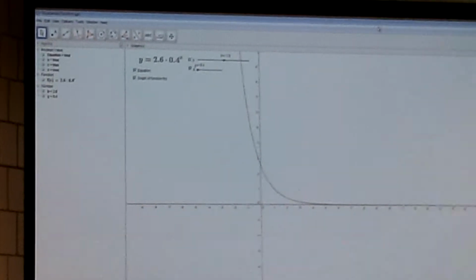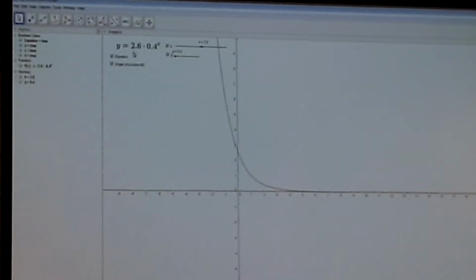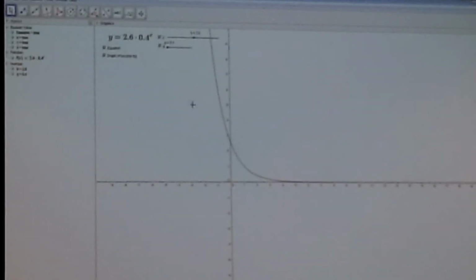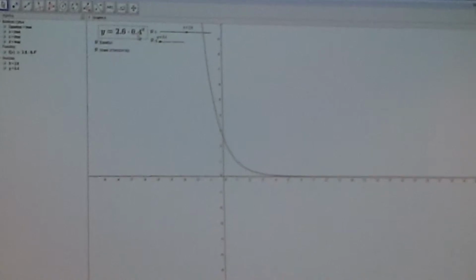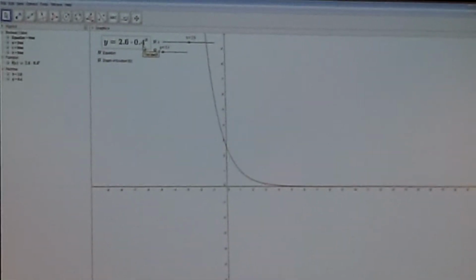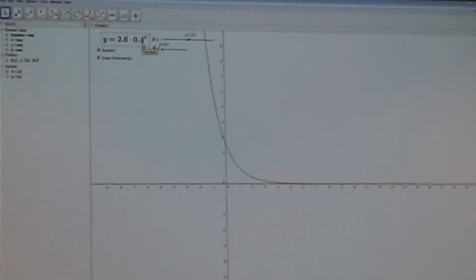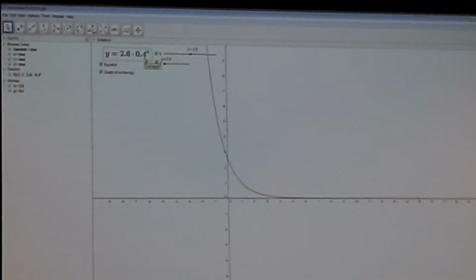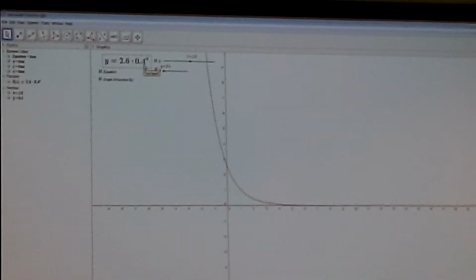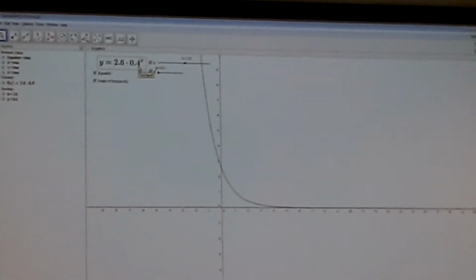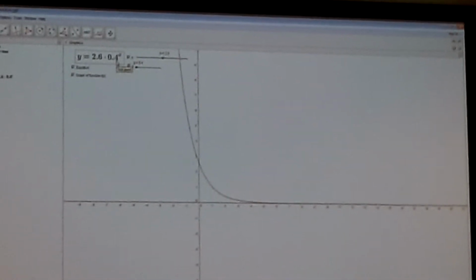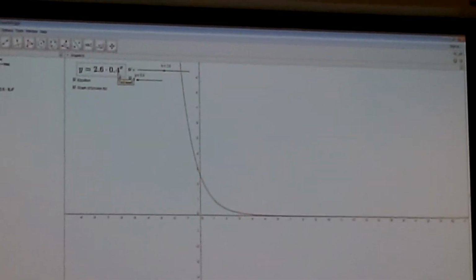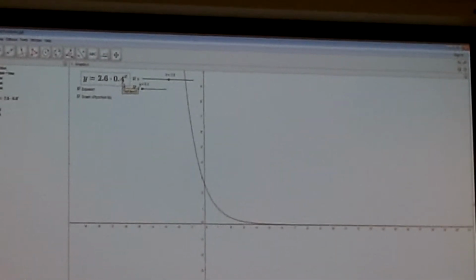This is what we looked at before. So the 2.6 represents what? Y-intercept, the initial value. And what's the 0.4 tell us about the graph? Growth factor. And is this increasing or decreasing? Decreasing. And why does it end up decreasing here? Yeah, that 40% of the previous value each time. So it's decreasing by 40% on here.